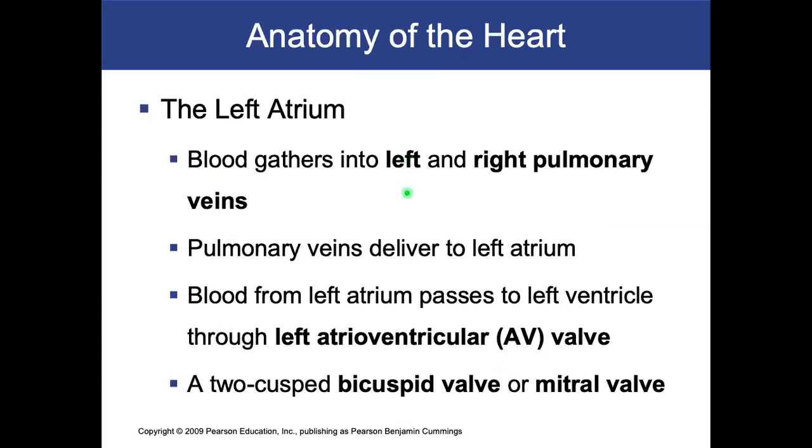Left atrium: blood gathers into the left and right pulmonary veins from the lungs. Pulmonary veins deliver blood to the left atrium. Keep in mind they're veins. These are the only veins that carry oxygenated blood, and the pulmonary arteries are the only arteries that carry deoxygenated blood in the body.